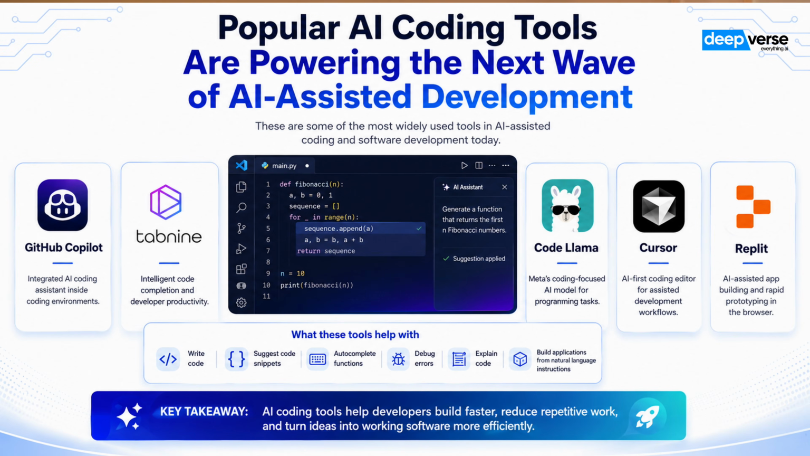Some of the most widely used tools for this purpose are GitHub Copilot, one of the most popular AI coding assistants integrated directly into coding environments. Tabnine, focused on intelligent code completion and developer productivity. CodeLlama, Meta's coding-focused AI model designed for programming tasks. And today, even tools like Cursor and Replit are pushing AI-assisted development even further.